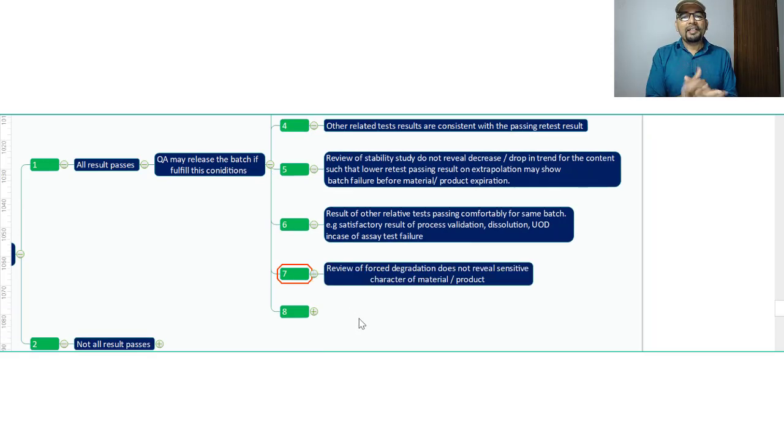Review of forced degradation does not reveal a sensitive character of the material or product. Now, this is also going to help you understand and take the decision, because the forced degradation data always gives information about what can go wrong during the storage period, through the shelf life.